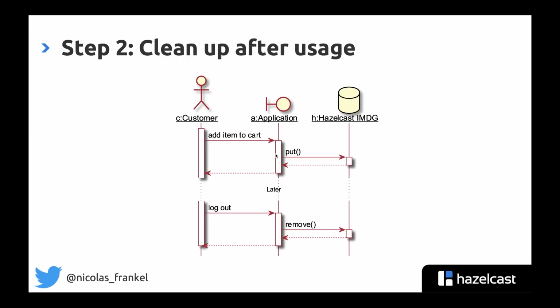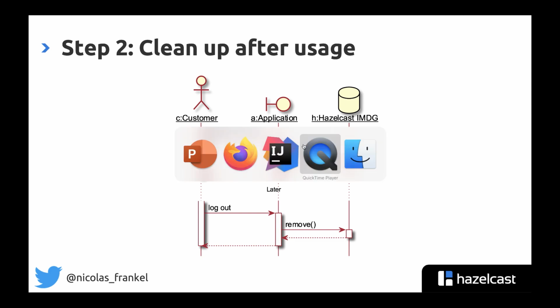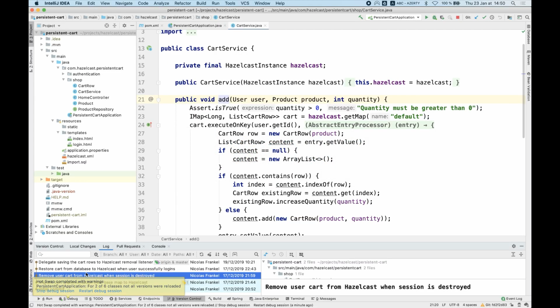Now comes the real issue. It's not because you have a bounded number of items, with a limit that will remove items automatically, that you shouldn't clean up yourself. One very good example is when the user logs out, we want to clean up after him. So basically we want to remove everything that has been put in the cart. So how do we do that?